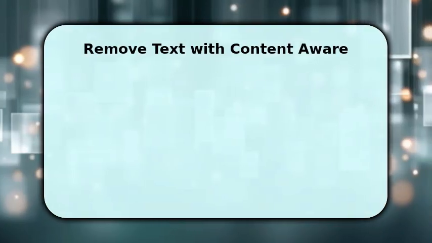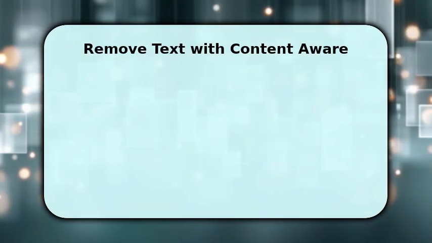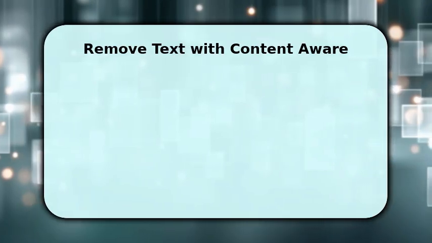Use the lasso or rectangular marquee tool for quick areas. Use the pen tool for precise shapes around letters. Make a tight selection around the text margin to avoid removing nearby details. With the text area selected, choose Edit, Fill, and select Content Aware at 100% to remove the text automatically.